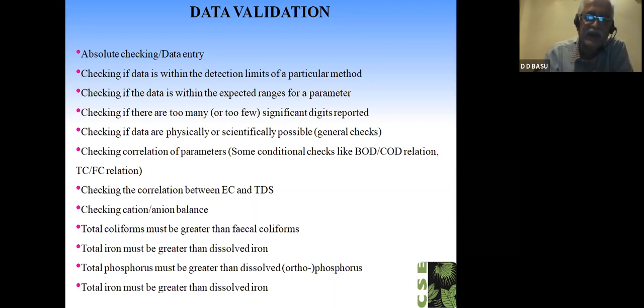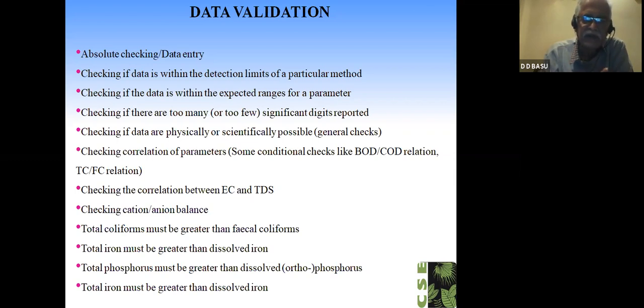Is it above the detection limit or not? If a detection limit has been given, every method has a detection limit. And below the detection limit, you should not report a value; you say below detection limit, BDL. Then the expected range: a very good water quality monitor who has been monitoring for a long time will know what the expectation is. Too many significant digits are not required.